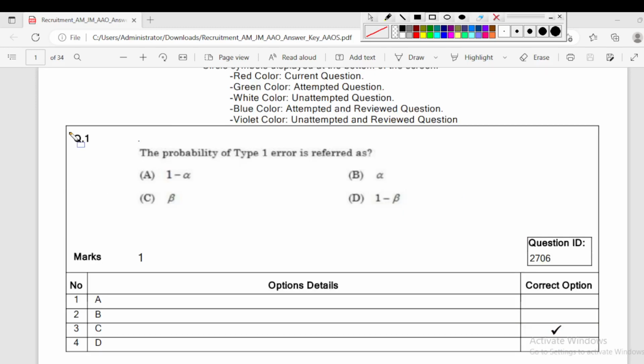Question number 1. The probability of type 1 error is referred as option A 1 minus alpha, option B alpha, option C beta, and option D 1 minus beta. Option B is correct, alpha.